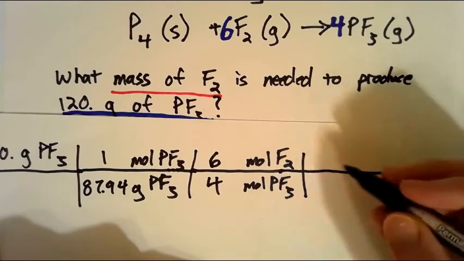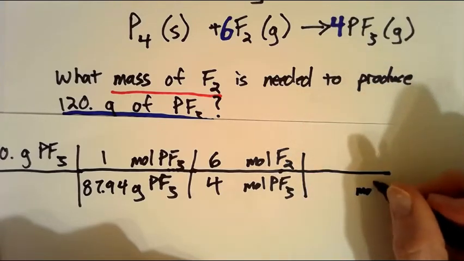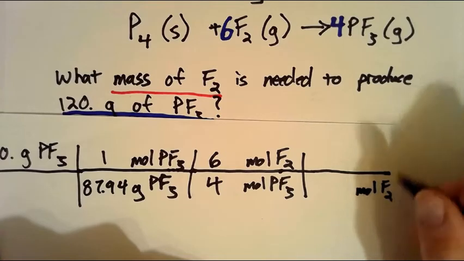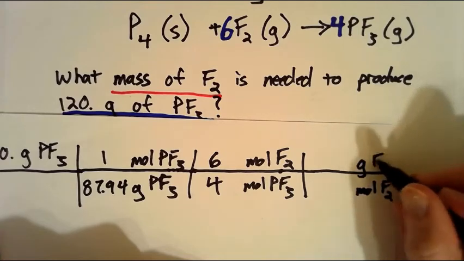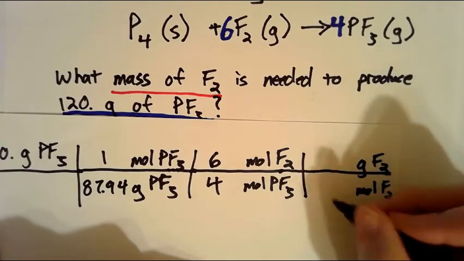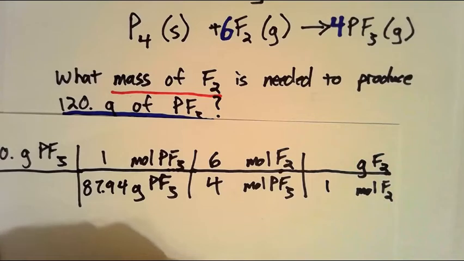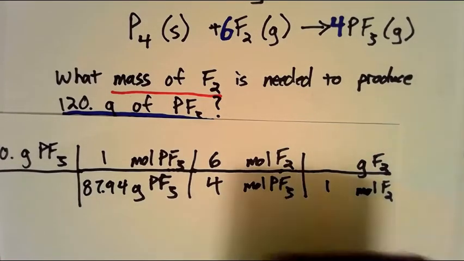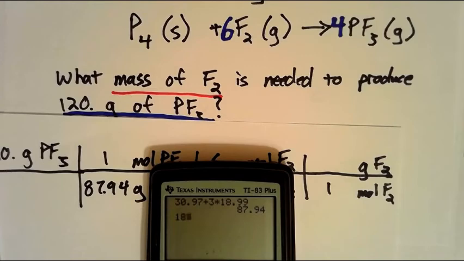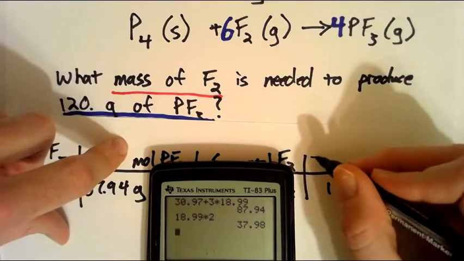So I'll take moles of F2 and take grams of F2. The 1 goes with the mole on this one. And I'll have to go to my periodic table again. I'll take 18.99 times 2 and that gives me 37.98.